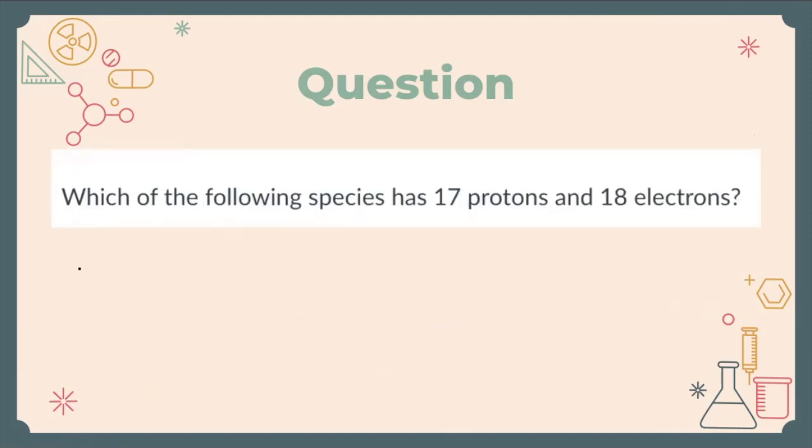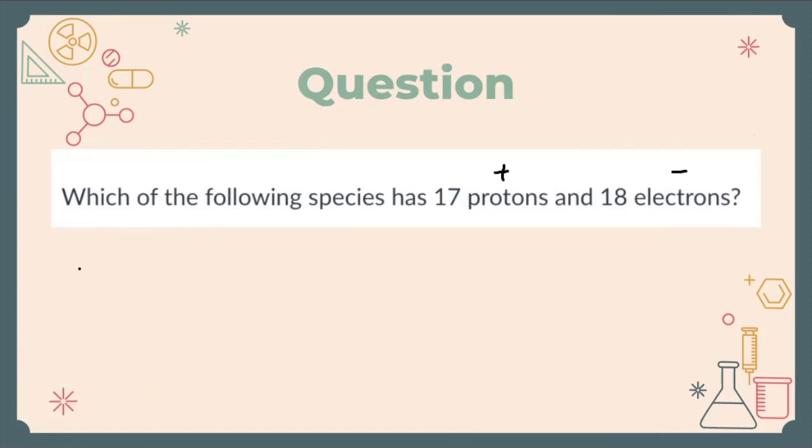Now, the final question on the homework is question 7. Which of the following species has 17 protons and 18 electrons? So the first thing I want you guys to see here is that we have an imbalance of protons, which are positively charged, and electrons, which are negatively charged. Okay, so we know that whatever element that we select, it must have a charge. And so any of the answer choices that are neutral, you can quickly eliminate them.